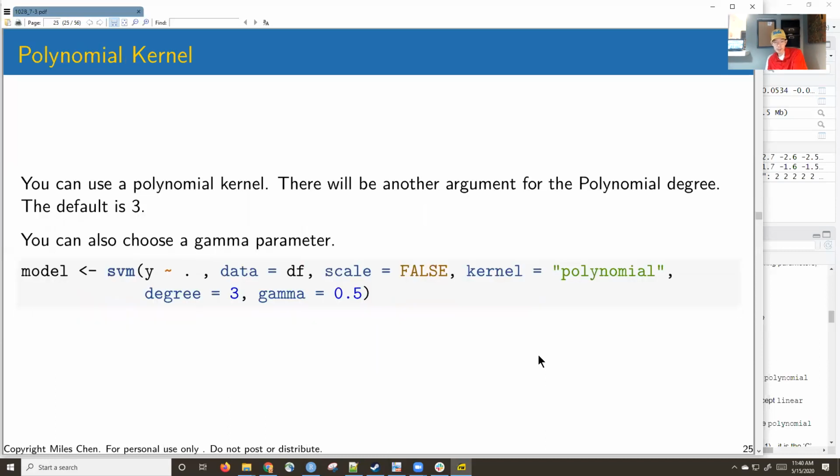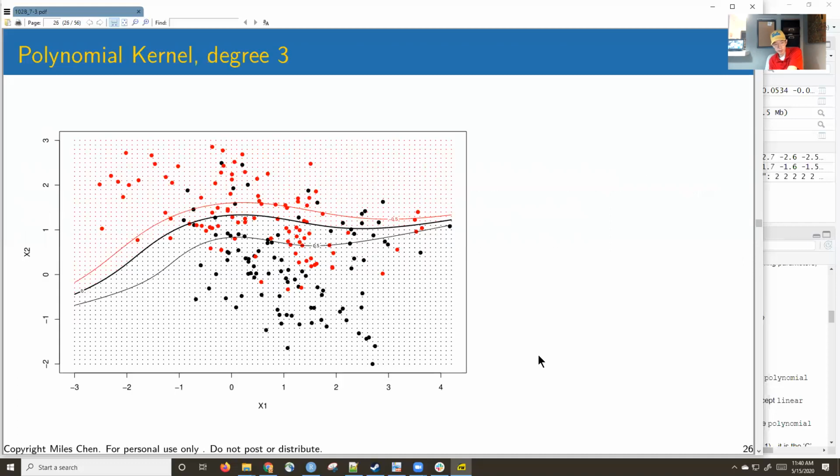All right, there are other kernels you can use, right? You can use a polynomial kernel, all right? And so here's a third degree polynomial kernel. There are also different parameters you can mess around with. And this ends up being the boundary that a degree 3 polynomial creates. The dark line is the boundary.